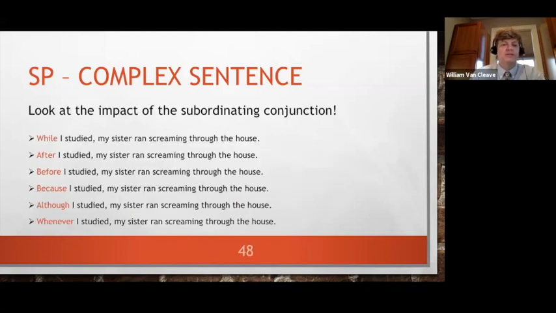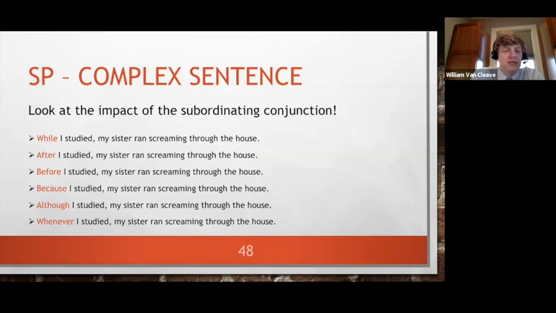So I love this activity. I do this with kids, and I do this with teachers in my syntax intensives as well. So I've written you exactly the same sentence six different ways. Well, let me rephrase that. I've written you the same sentence six times, and all I've done is change the subordinating conjunction.